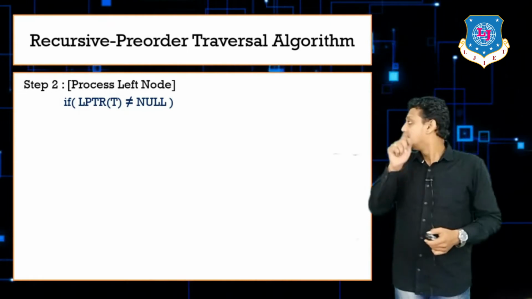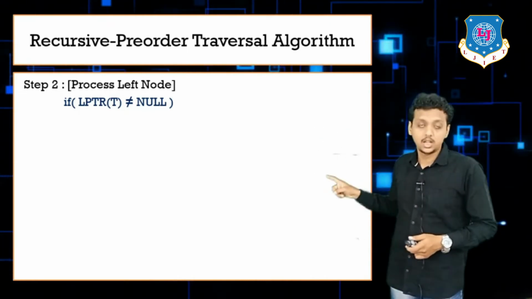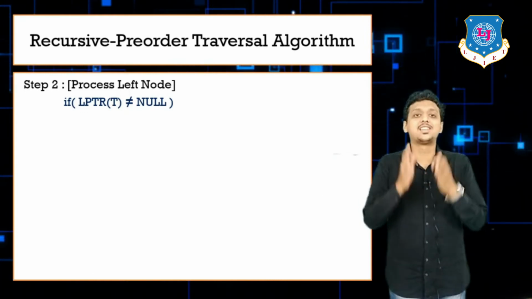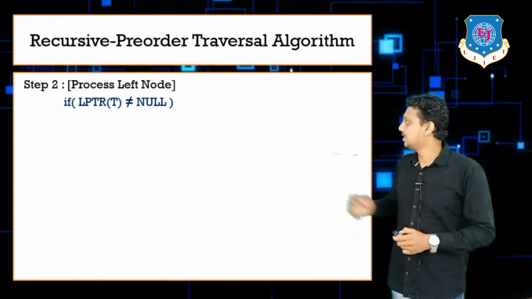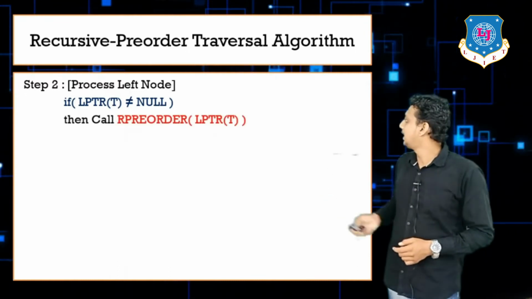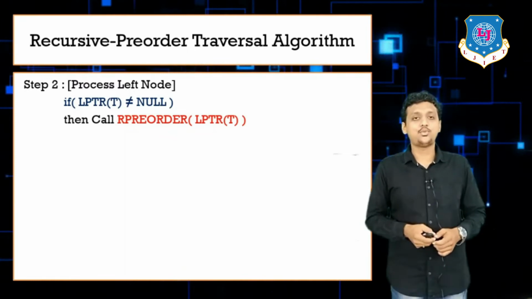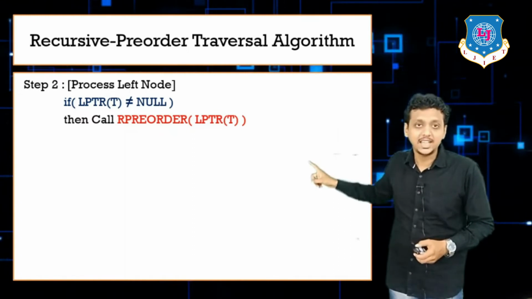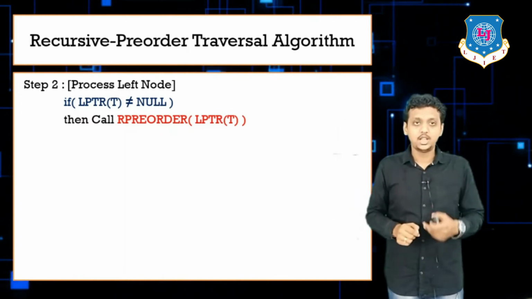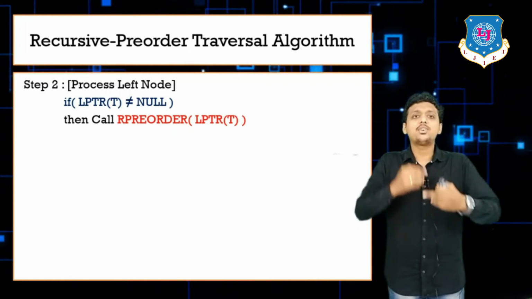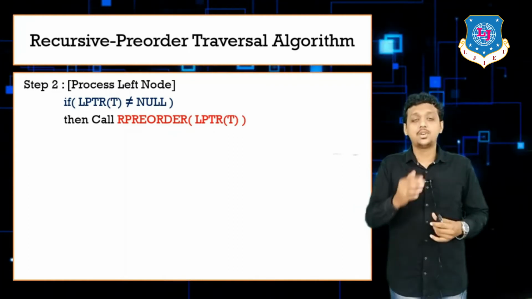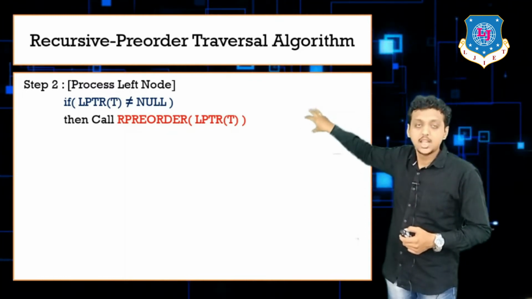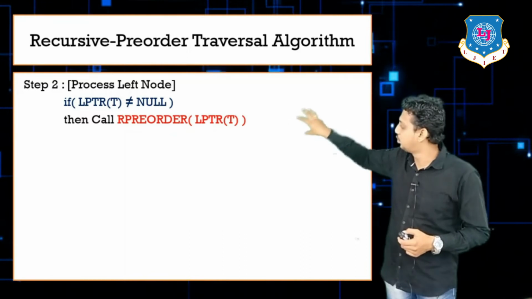But it's not always like that. If LPTR of T is not equal to null, that means the left child exists, then what to do? Then you just need to call R preorder of LPTR of T. Here I am just calling the function again for LPTR of T. So what happens over there? This is function recursion. First I am calling for the root node. After writing the data, I move towards the left side.